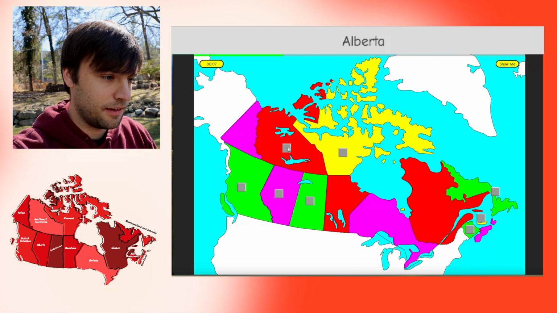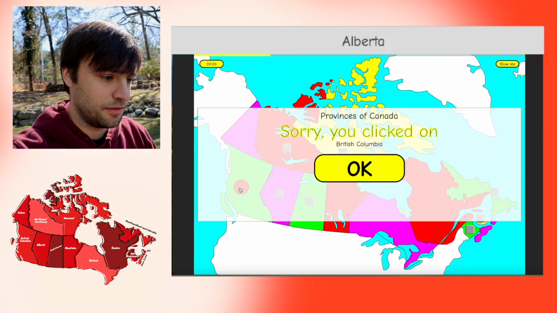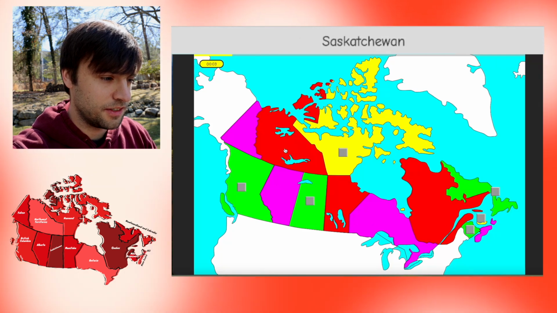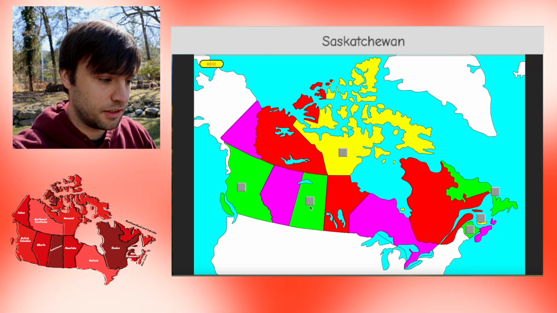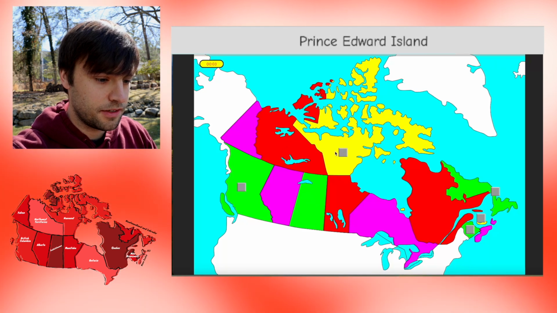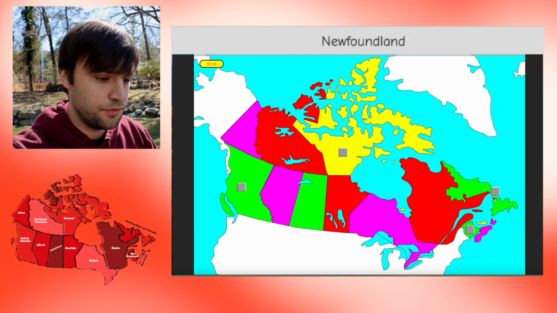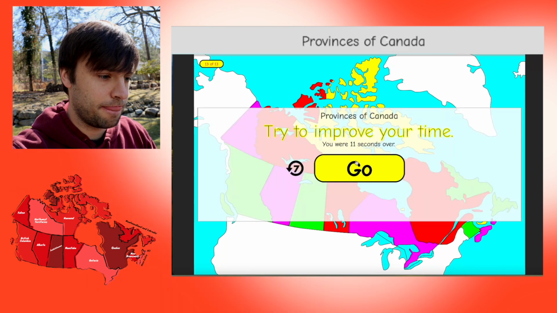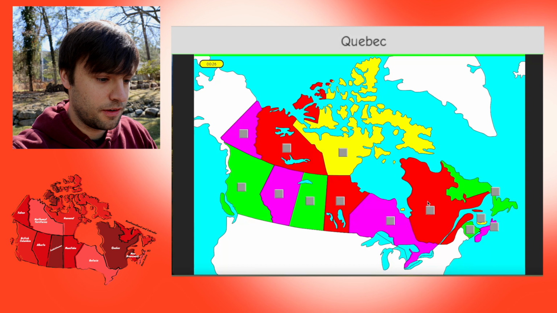Man, I wish I didn't forget. Oh, I knew this. British Columbia. Northwest Territories. Saskatchewan is right here. Prince Edward Island. Newfoundland. New Brunswick. British Columbia. Nunavut Territory. Okay. Going again.